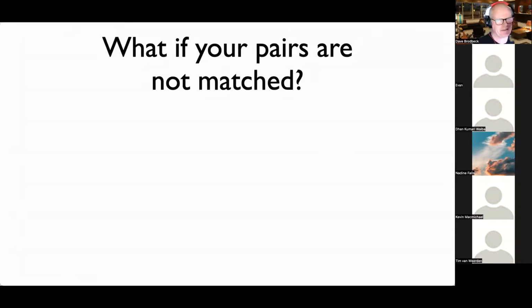What if your pairs aren't matched? Oh no. What if you just have two sets of scores? In fact, this is probably the most common, simplest research design we can think of.